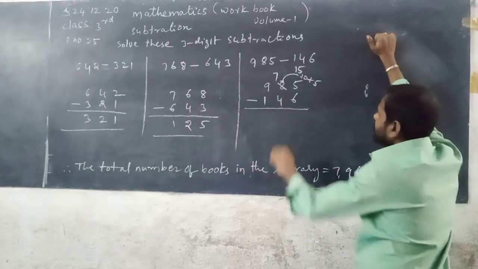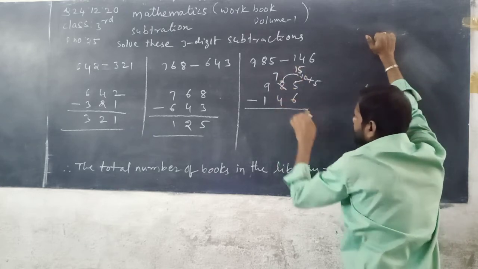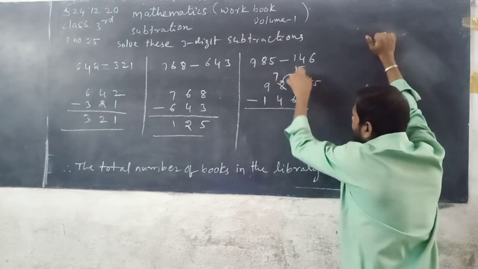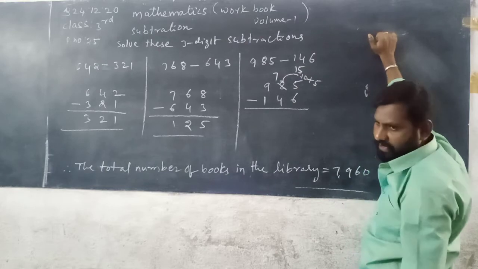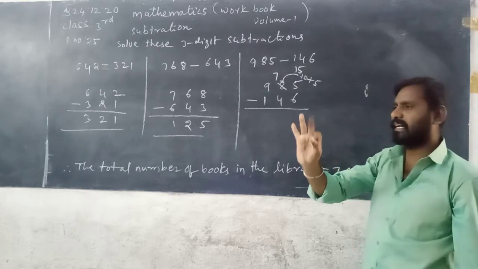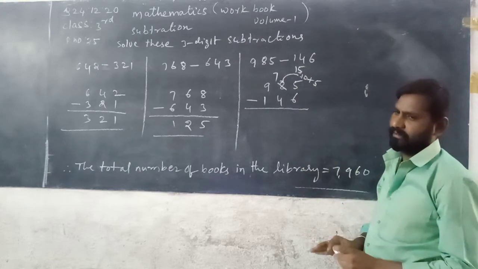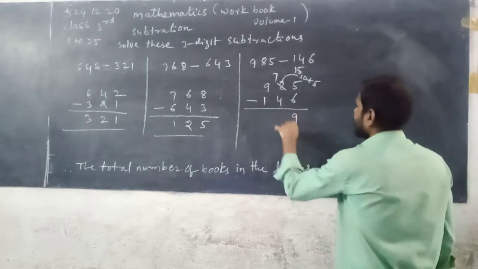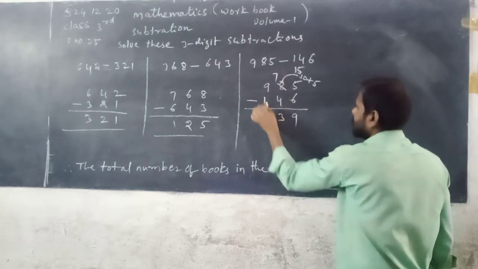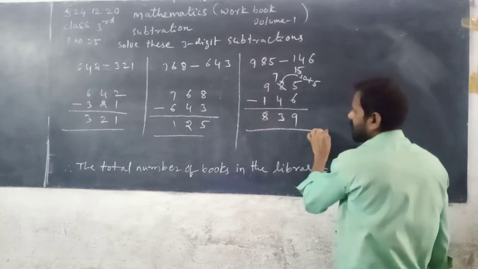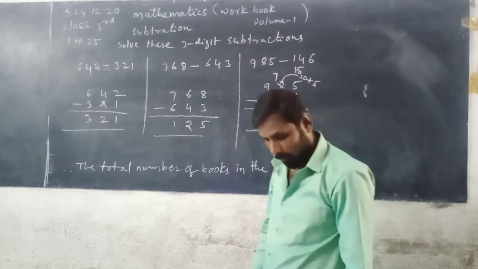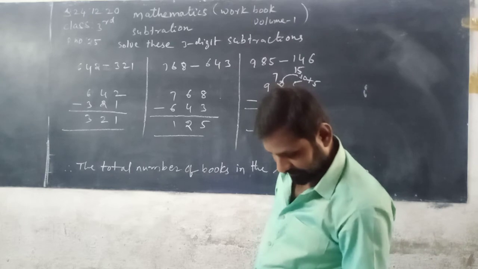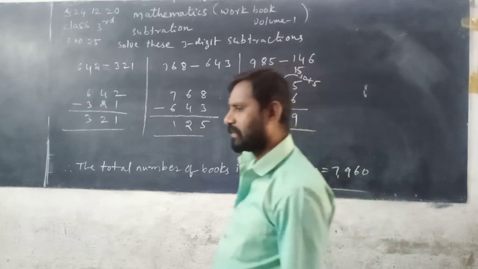See here, 15 minus 6: count 6 after, to reach 15. 7, 8, 9, 10, 11, 12, 13, 14, 15, so 9. 7 minus 4, 3. 9 minus 1, 8. The remaining problems you can do, okay?